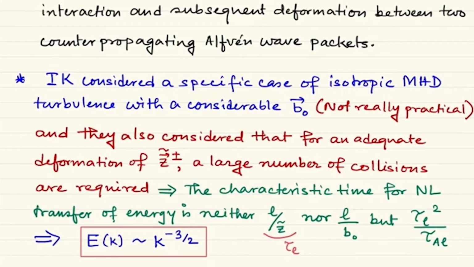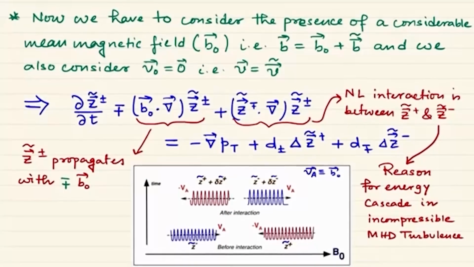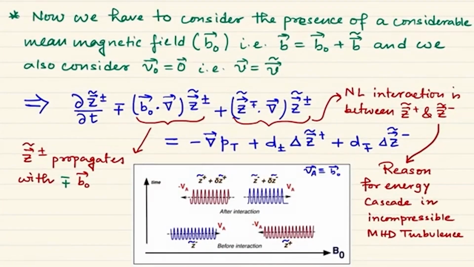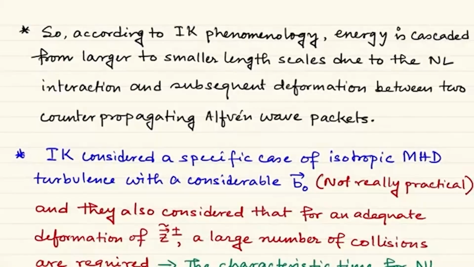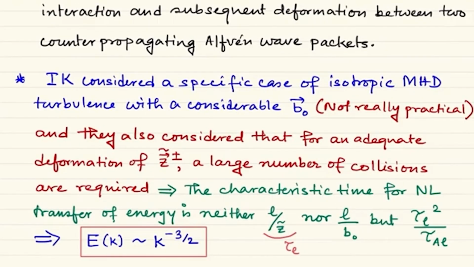On the other hand, here they considered that one collision between Z tilde plus and Z tilde minus is not sufficient for the energy cascade. For it to be sufficient, for example, for going from a length scale L to L by 2, they assumed that actually a large number of collisions is necessary.